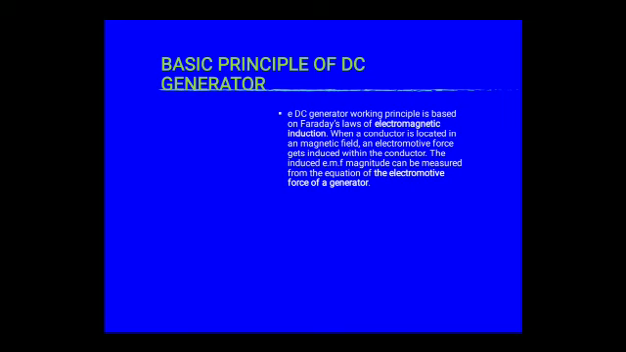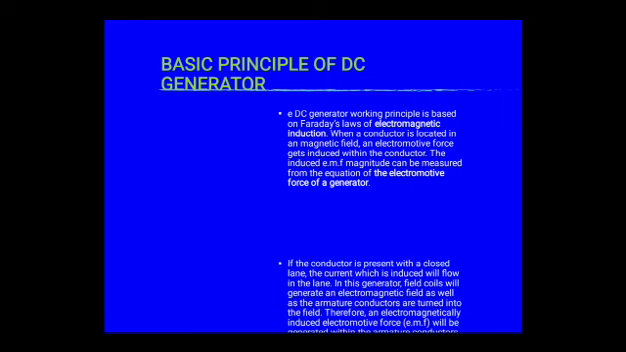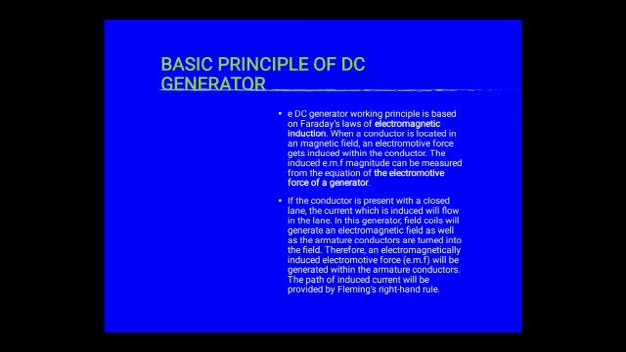So what will happen if we place a conductor between two magnetic poles? If the conductor cuts the magnetic pole flux, then an EMF is induced in the conductor. And if the conductor is present in a closed lane, path or loop, the induced current will flow in the path.